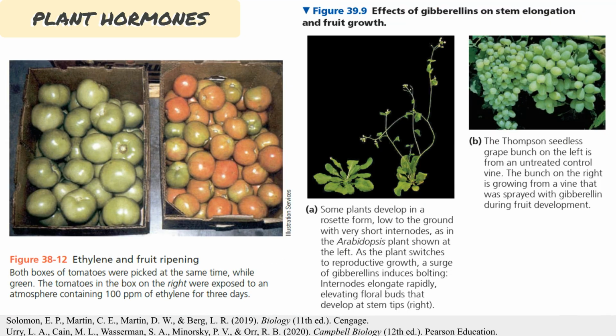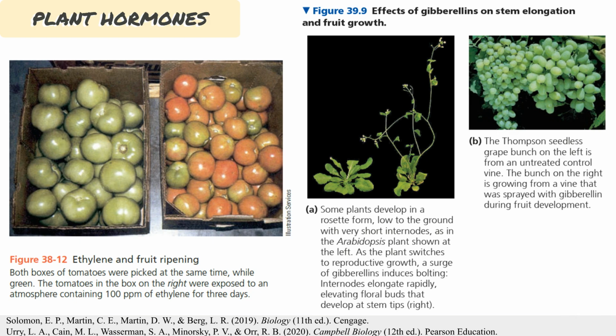Ethylene also acts as a powerful signal for fruit ripening. In a controlled experiment, green tomatoes picked at the same time showed a dramatic difference after 3 days. Those exposed to ethylene turned fully ripe and red, while those in the control group remained green. This chemical response allows plants to coordinate the timing of ripening, often in response to internal or environmental signals.